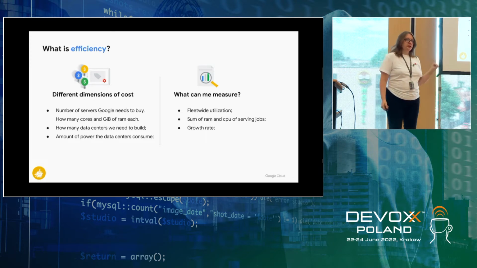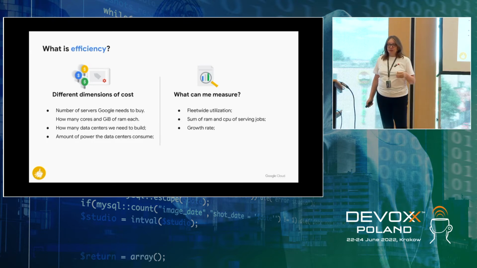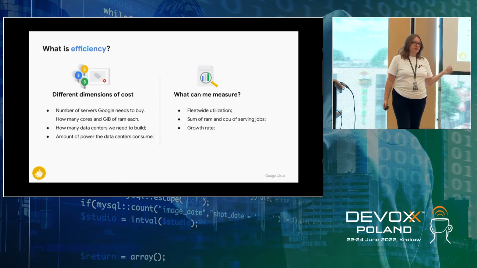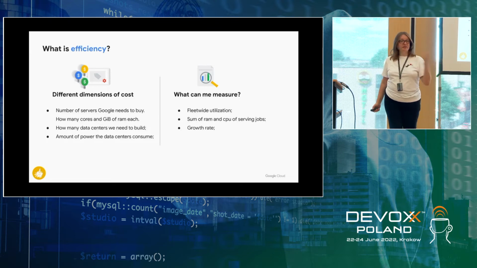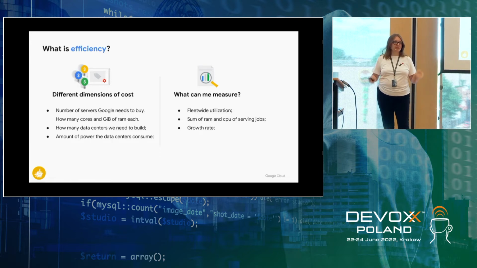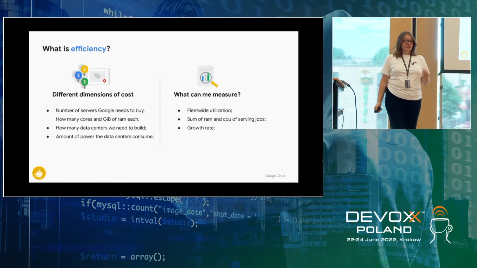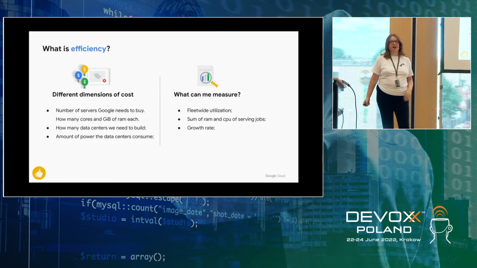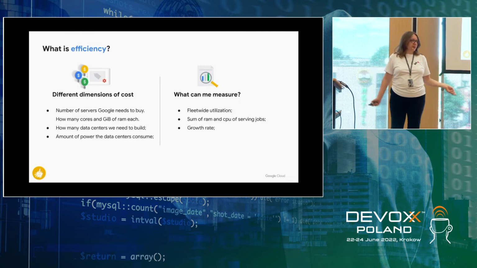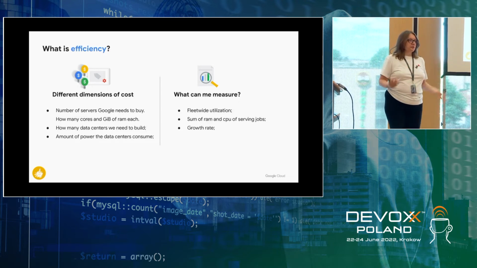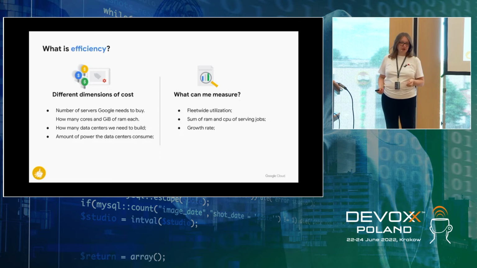Those are the things that we want to optimize, and we can do it by making every single service, or call it job, efficient, and then having an ecosystem that allows us to transfer this efficiency from the service level to the fleet level. So the things that we actually can measure are fleet-wide utilization, right? If half of our machines are doing nothing, then we are just wasting a lot of money. Also the sum of RAM and CPU of the serving jobs, and growth rate.